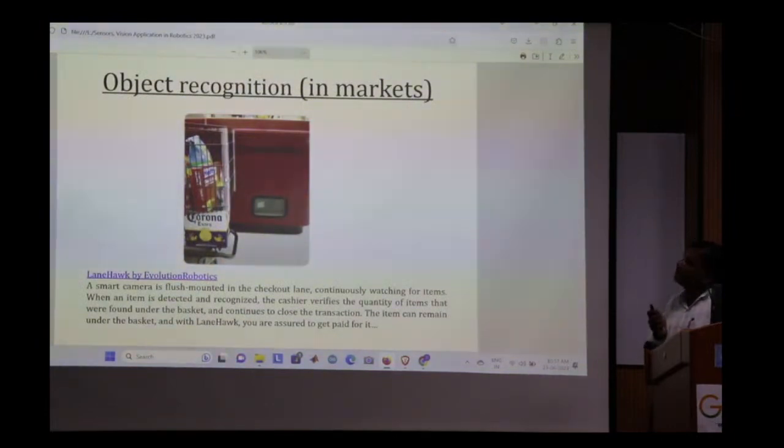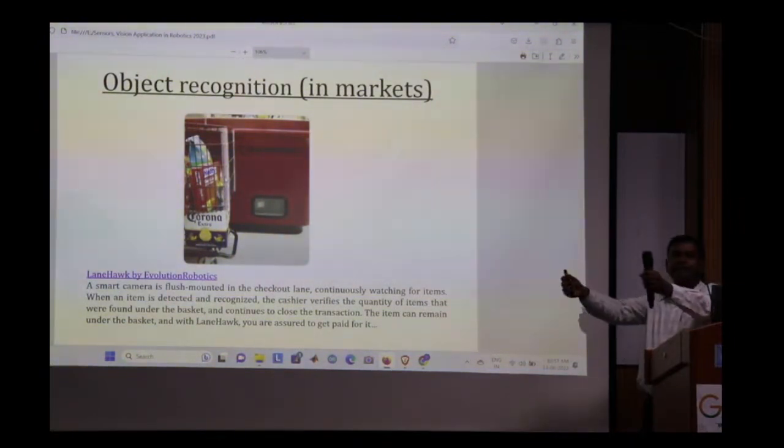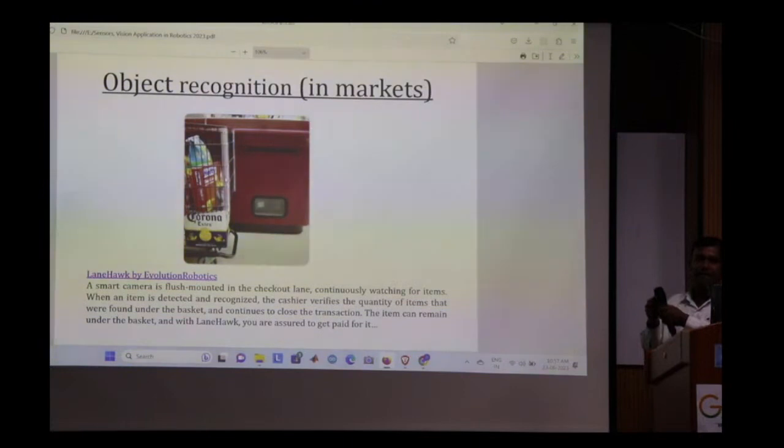Then we have got object recognition in marketplaces. Earlier they used to use a barcode. If you go to the supermarket or mall, they will use a barcode or QR code, something like that. Nowadays, you will see they don't do that. Earlier they were using a barcode reader, a handheld laser operated device, but now they are not doing it. They just take the object, put it in front of the camera, and it is identified.